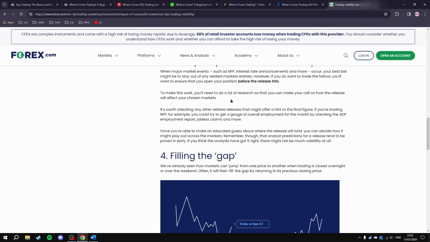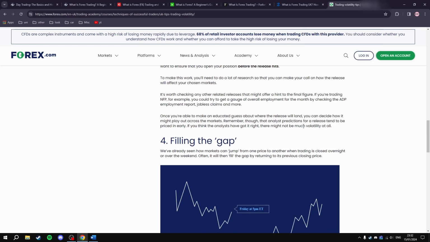To make this work, you'll need to do a lot of research so that you can make your call on how the release will affect your chosen markets. It's worth checking any other related releases that might offer a hint to the final figure. If you're trading NFP, for example, you could try to get a gauge on the overall employment for the month by checking the ADP employment report, jobless claims and more. Once you're able to make an educated guess about where the release will land, you can decide how it might play out across the markets. Remember though, that analyst predictions for a release tend to be priced in early. If you think the analysts got it right, there might not be much volatility at all, because everyone's going to be jumping on board, right?